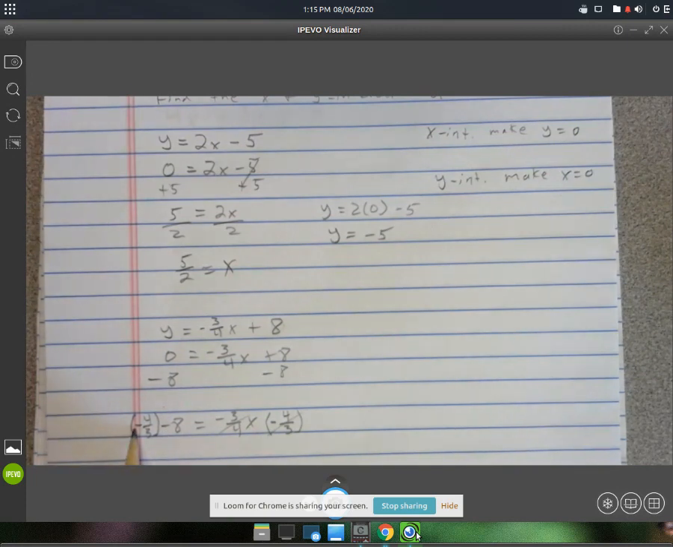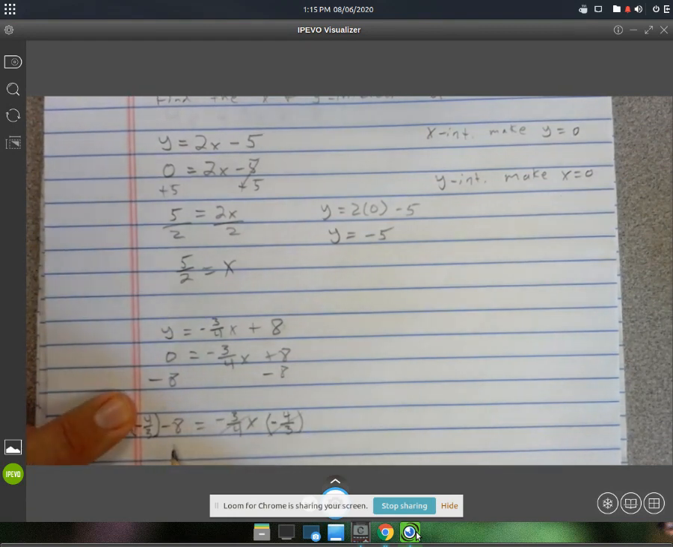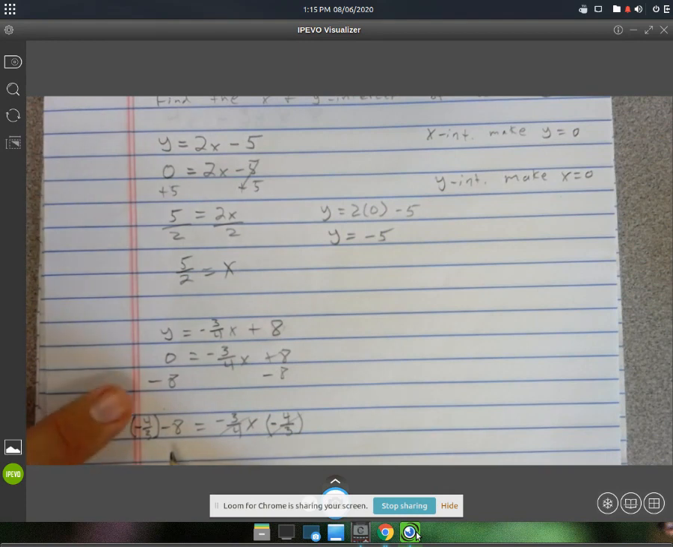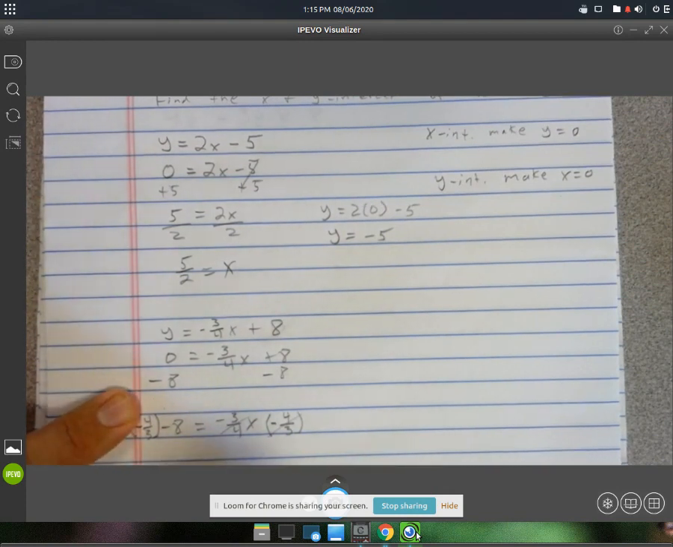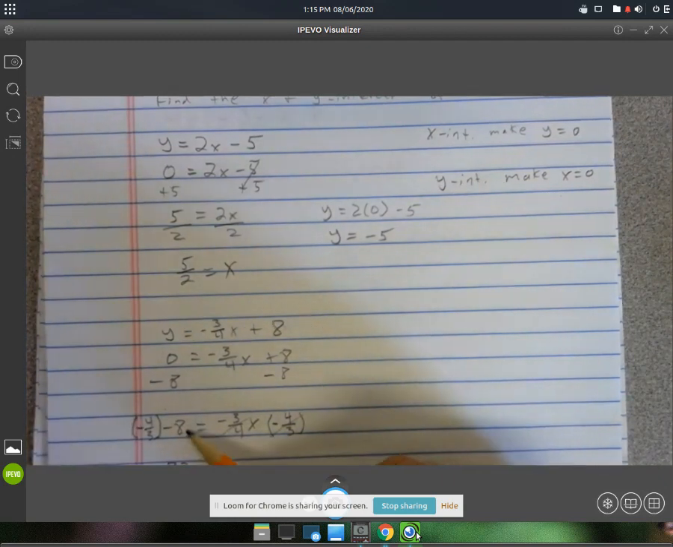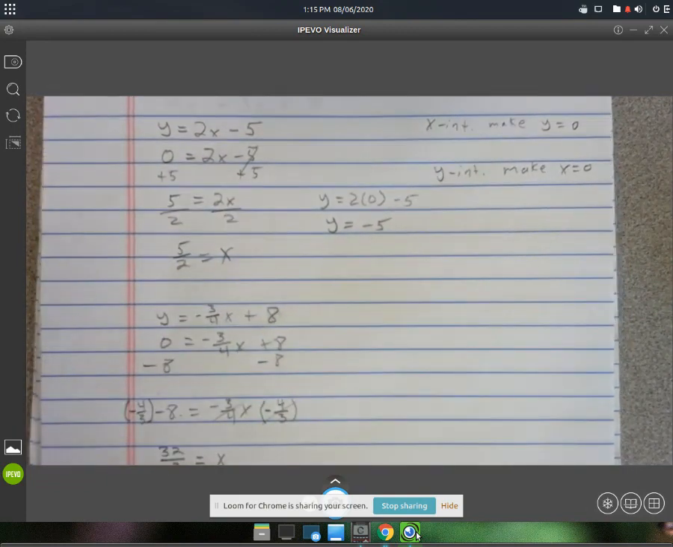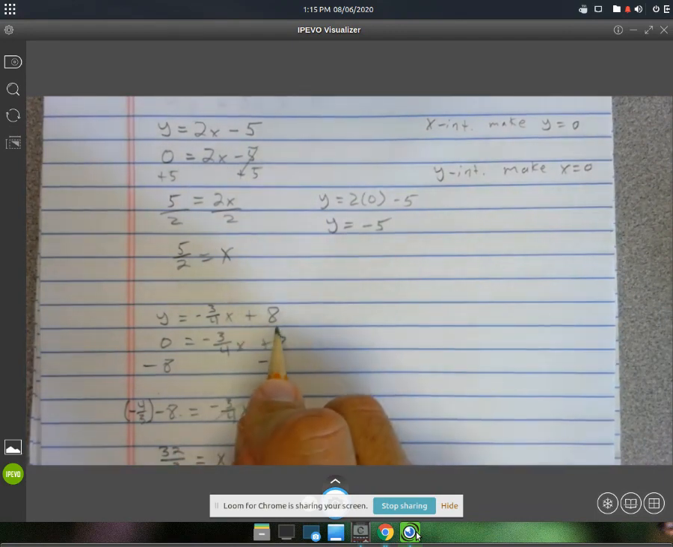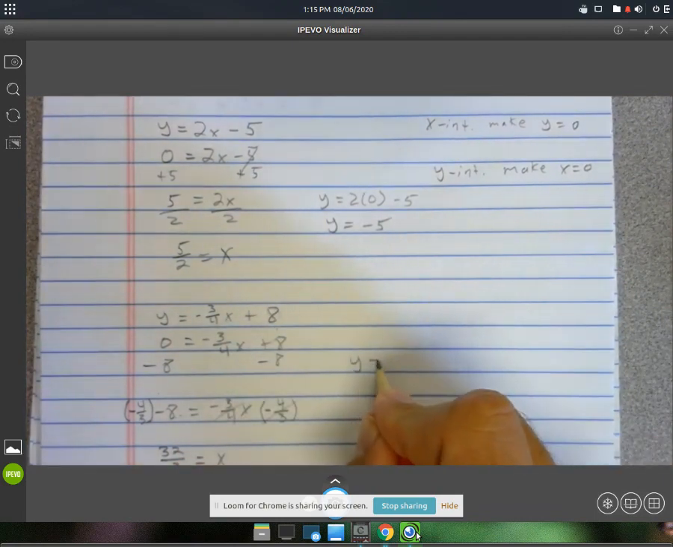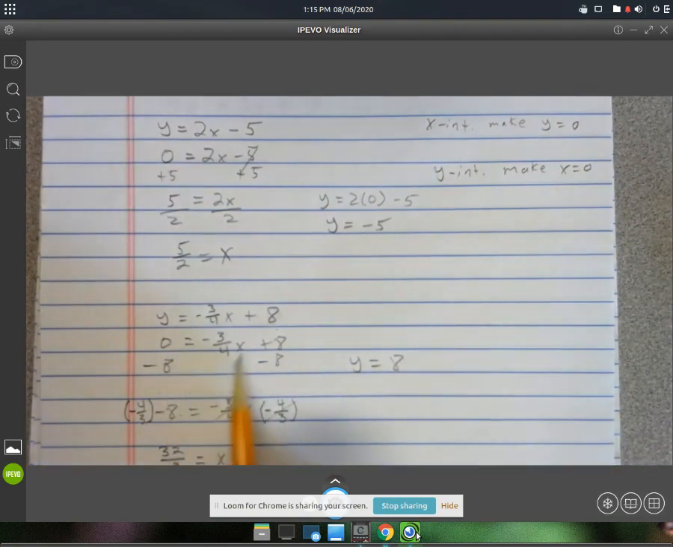A negative times a negative is a positive. We use the top number for multiplying and the bottom for dividing. So 4 times 8 is 32, divided by 3. So we did 8 times 4 divided by 3. Now for our y-intercept, it's just the number at the very end, so y equals 8. Remember, because you plug in 0 for x.